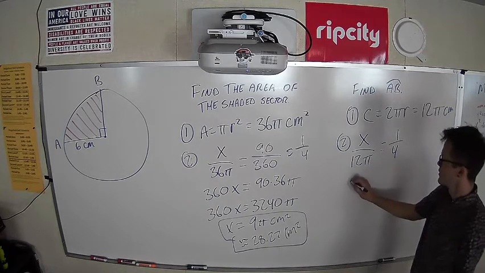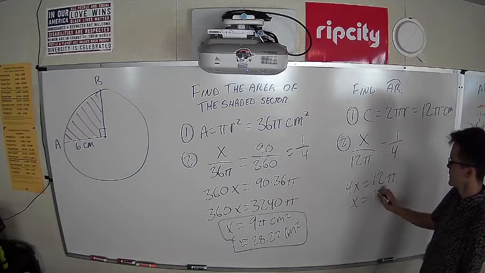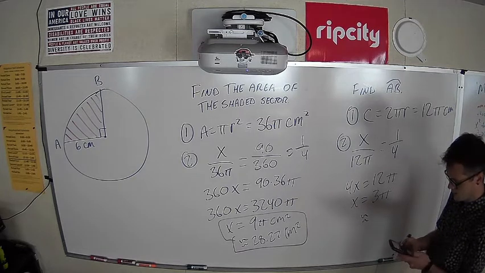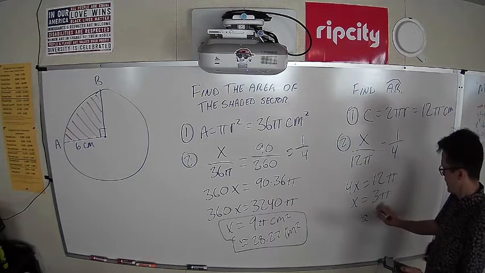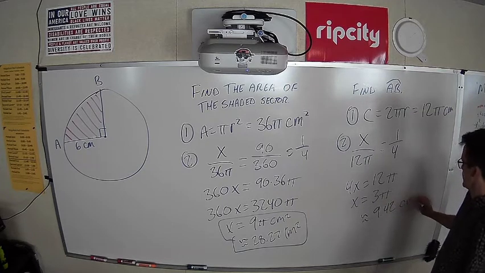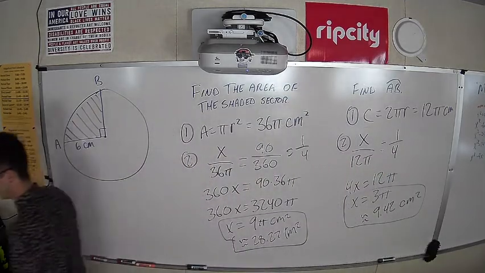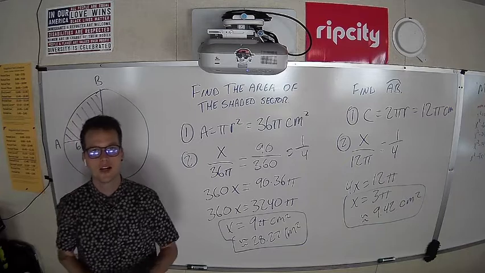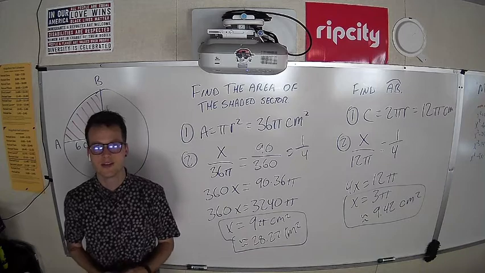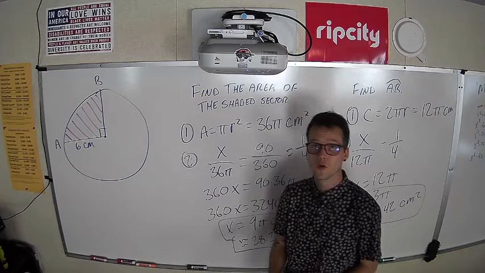And I'm going to reduce it this time and do 1 over 4. Now, solving for x, we know that 4x equals 12 pi, so x must equal 3 pi. And if we want to grab a decimal approximation of that, it's going to be really close to 9.42, and we're still in centimeters. Okay, the key thing with these ones is you're going to find either the area of the entire circle or the circumference of the entire circle. Once you do that, you're just going to divide, or you're going to set up a proportion based on how much of the circle you care about. For this one, we cared about 1/4 of the circle.